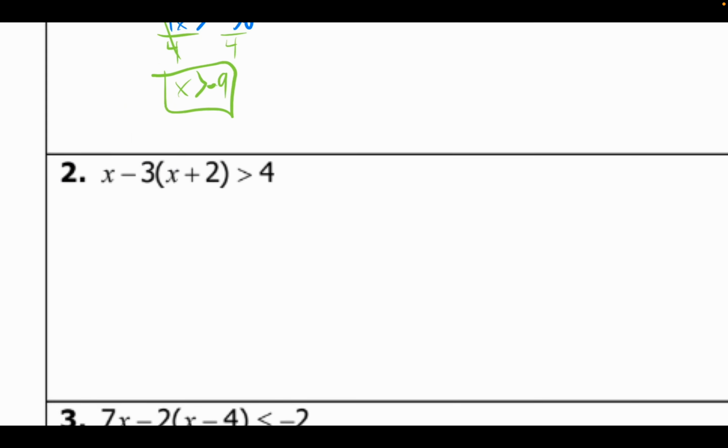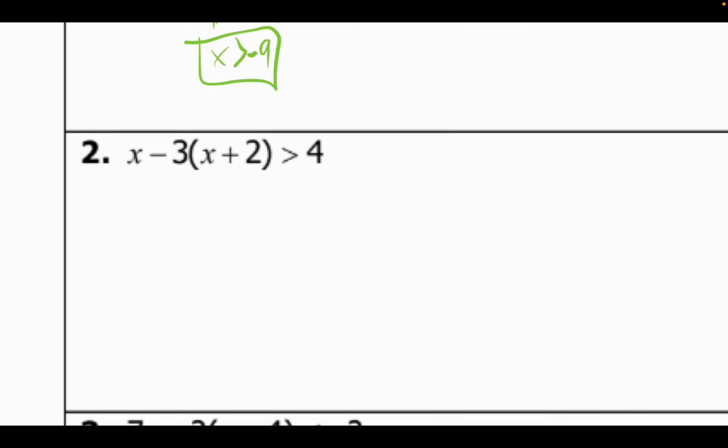Moving on to number 2. Number 2, I have to distribute a 3. However, this 3 is not just 3, it's negative 3. Make sure to take that negative with the 3. And to do that, I like to make this plus a negative. And so I keep the x the same. I now multiply negative 3 times x to get negative 3x, and negative 3 times 2 to get negative 6. And I have this greater than 4.